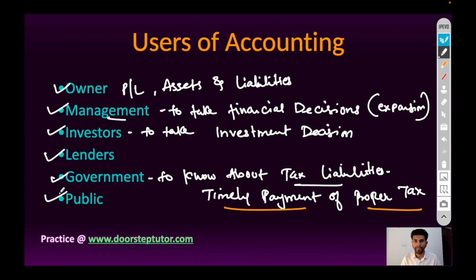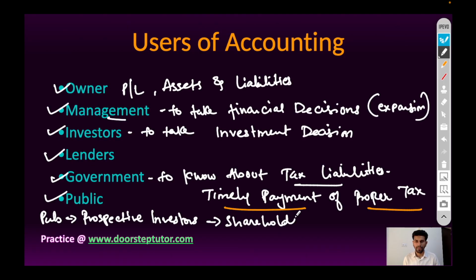And general public. The financial statements of various companies are published in business newspapers. So the general public can convert into prospective investors and ultimately into shareholders or investors. So users of accounting are owner, management team, investors in case of a company, lenders, government, public, etc.